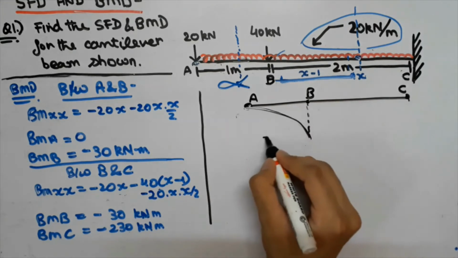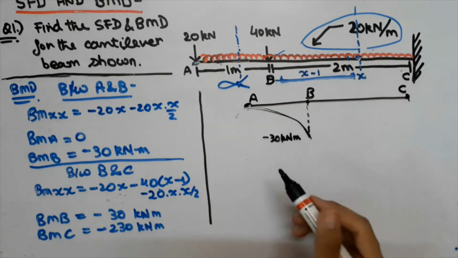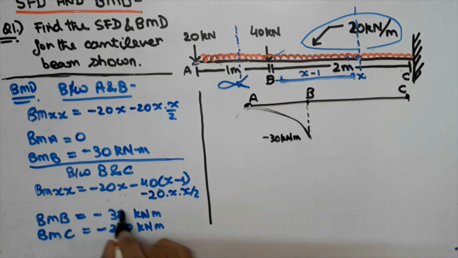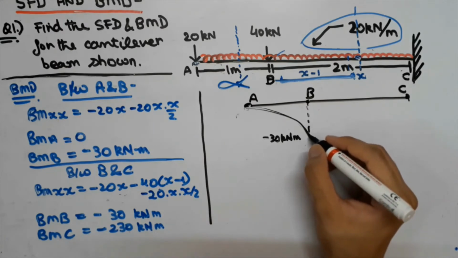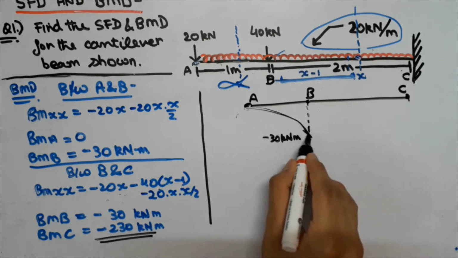That is, this is our minus 30 kilonewton meter part. And similarly at this point, that is between B and C, the bending moment again came out to be minus 30 kilonewton meter. So this part will remain as it is. And the bending moment at C came out to be minus 230 kilonewton meter. So we will extend it till that part.